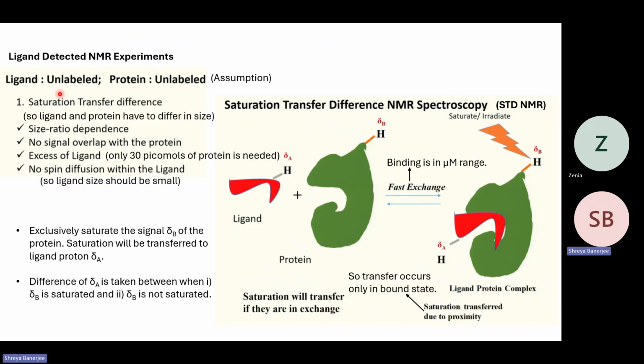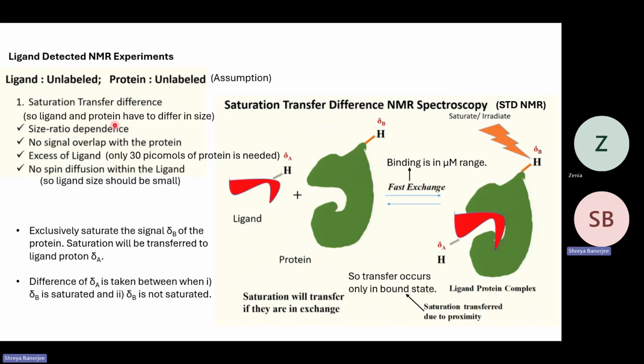Here, we do not label either the ligand or the protein, both are unlabeled. And one requirement of this experiment is the ligand and protein have to be different in size. So for the saturation transfer difference NMR spectroscopy, there has to be a size difference. Another requirement is that signal of ligand should not overlap with the signal of the protein. We need an excess of the ligand for this experiment. Only 30 picomoles of protein is needed, but ligand needs to be much higher.